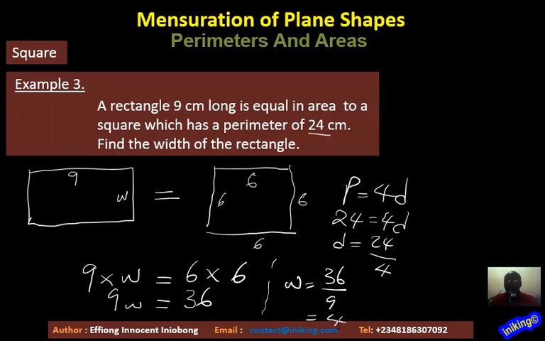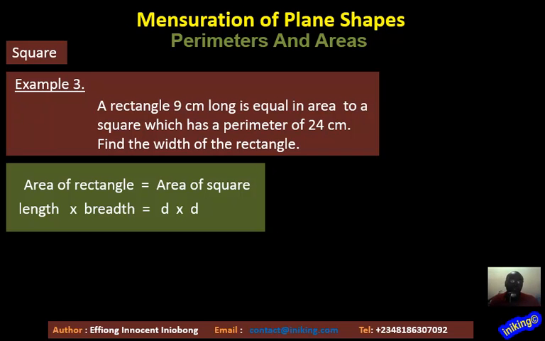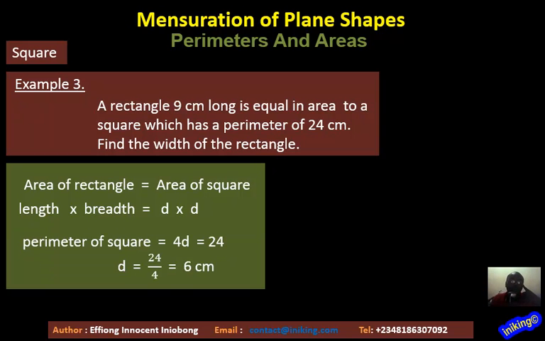But let's see it now. Next slide. Area of rectangle is equal to area of square. That's what the question says. Area of rectangle is length times breadth. Area of square is D times D. What's our D? Perimeter of square is 4D, which is 24, and that gives us that the length of each side of the square is 6 centimeters.